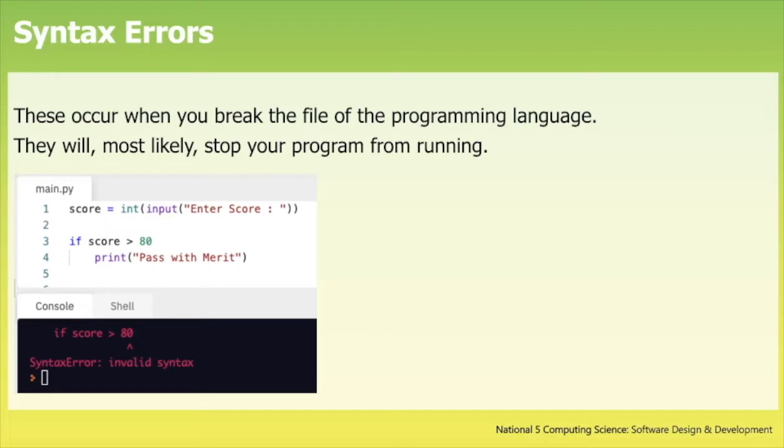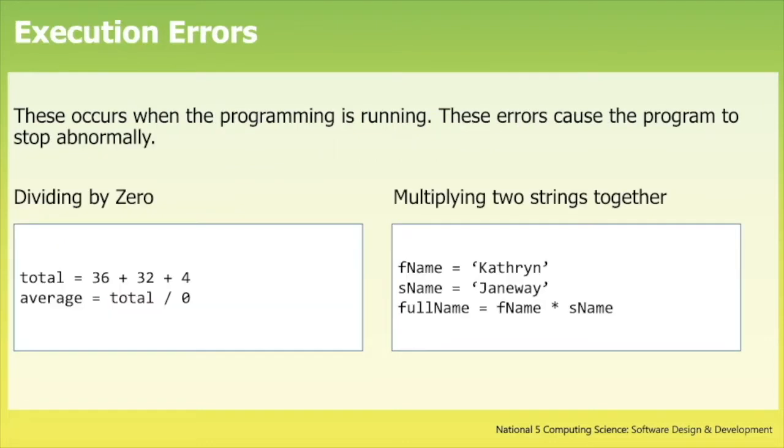of the programming language. Execution errors occur when the program is running, and these will cause the program to stop abnormally. So here we've got two examples of an execution error. The first one is dividing by zero. Dividing by zero is a mathematical impossibility. So when it gets to this line here, average equals total divided by zero, it'll just crash. Your program will stop working and it will have no idea what it's doing. Likewise, if I've got two strings, the string Catherine and the string Janeway, and I try and times them together, well, you can't times text. So that is an execution error. Your program will get to that line there and just stop working.